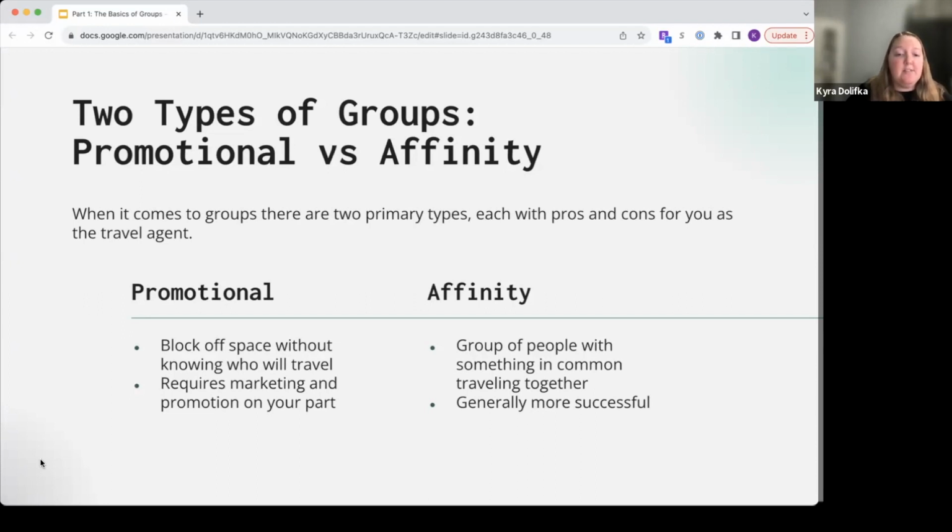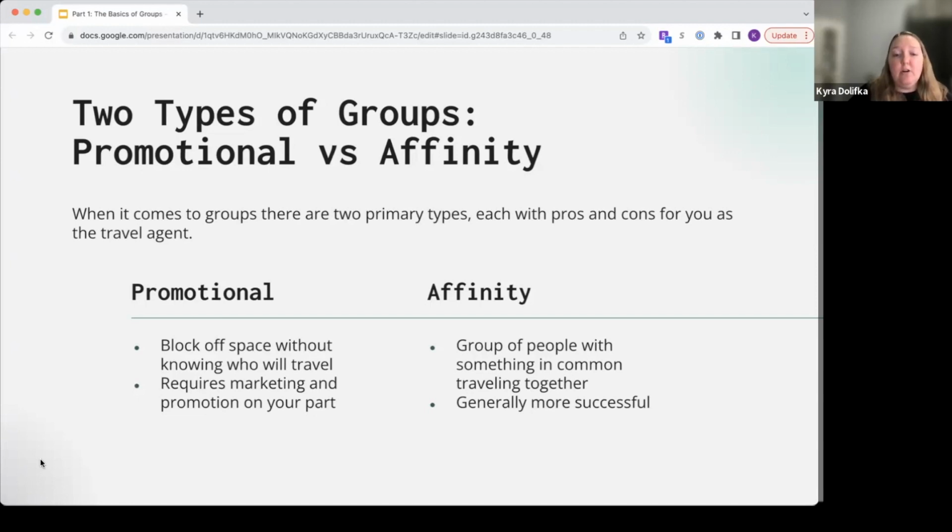So you block off the space, but you don't really know who's going to travel. You have an idea of how you're going to market it, and you are going to have to market and promote that group by yourself, okay? That is a promotional group. It is something you can do, of course, but again, the main thing about a promotional group is that you block off the space not really knowing who the travelers are going to be in advance.